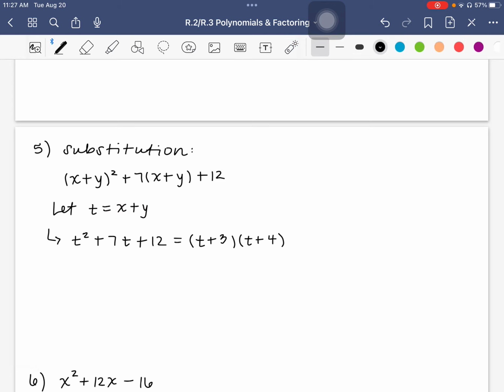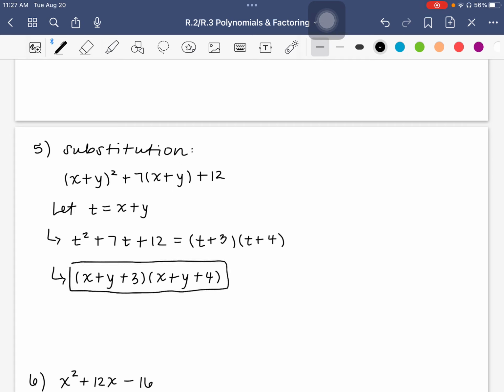Now, what we want to do, since we said that t was equal to x plus y, is substitute t back in. So we're substituting x plus y everywhere where we see a t. So we get x plus y plus 3, and then x plus y plus 4. And this is our final answer. So not too bad. Substitution definitely helps when you have somewhat of a complicated polynomial that looks like this.